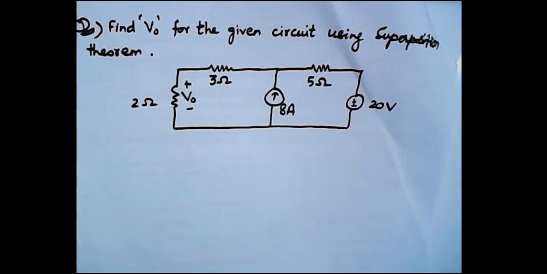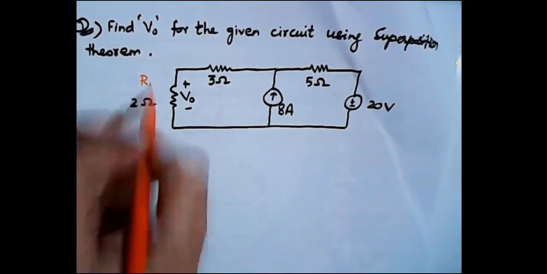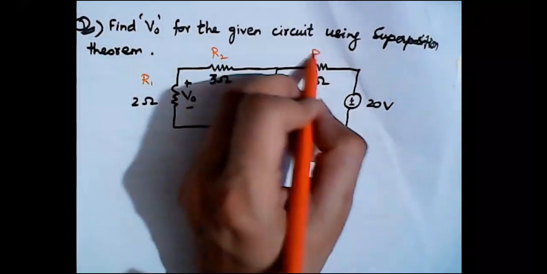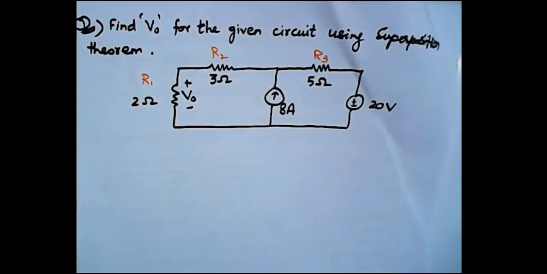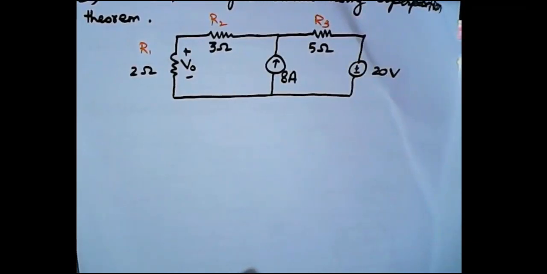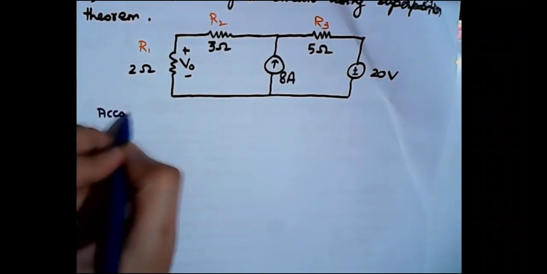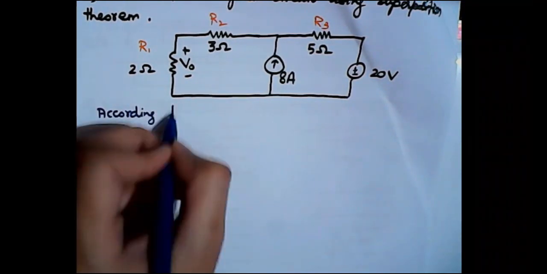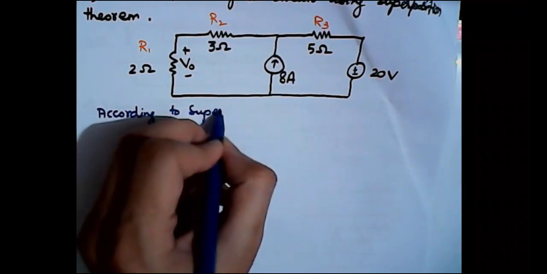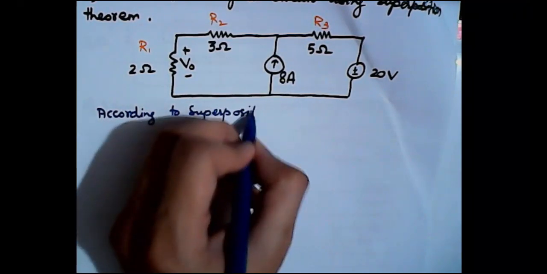So first of all, let's name the resistances as R1, R2 and R3. We have again a voltage source of magnitude 20 volts and a current source of magnitude how much? It is 8 amperes. So let's write it according to superposition theorem.